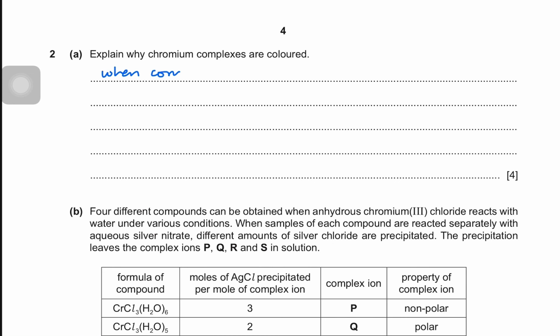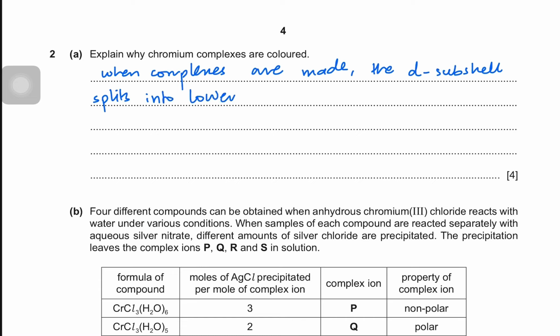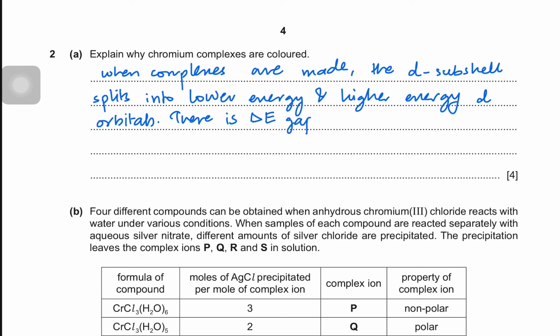Now this question is very clear: explain why chromium complexes are colored, so let's write it. It says when complexes are made, the d subshell splits into lower energy and higher energy d orbitals. That is the first argument that we talked about in the video. There is a delta E gap between these orbitals, the lower energy and the higher energy d orbitals.